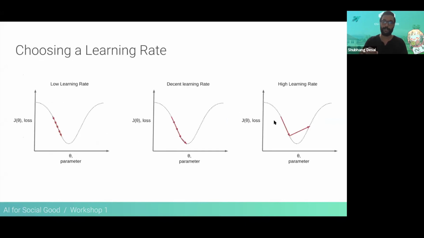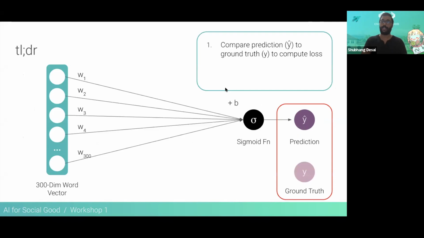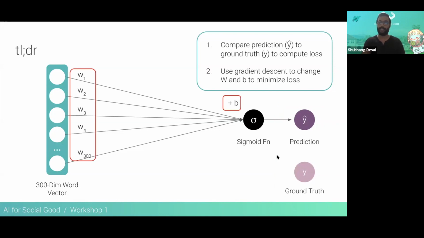It's in fact important to choose a good learning rate, because if it's too small, then we'll inch towards the minimum and it'll take a long time. If it's too big, we'll bounce right out of the minimum and we will never reach it. But if it's good, we'll get there in a good amount of time. So the TLDR: we compute the loss by comparing prediction and ground truth, and then we try to minimize that loss by changing W and B using gradient descent.